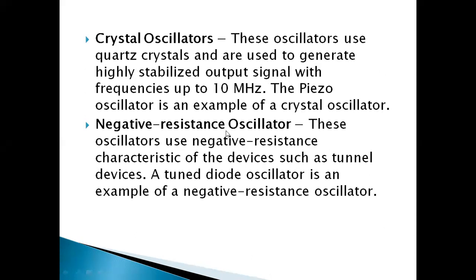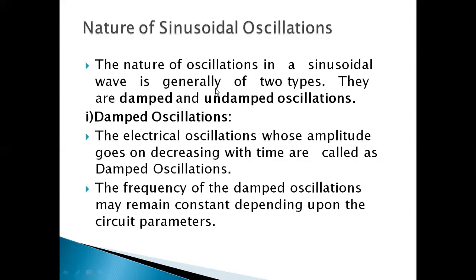Next one, crystal oscillator. A crystal oscillator uses a piezoelectric crystal in order to generate the signals. Next one, negative resistance oscillator, which uses negative resistance characteristics, like a tunnel diode or tunnel devices. If tunnel devices are used by the oscillator, then those oscillators are called negative resistance oscillators. So these are all the classifications of oscillators.